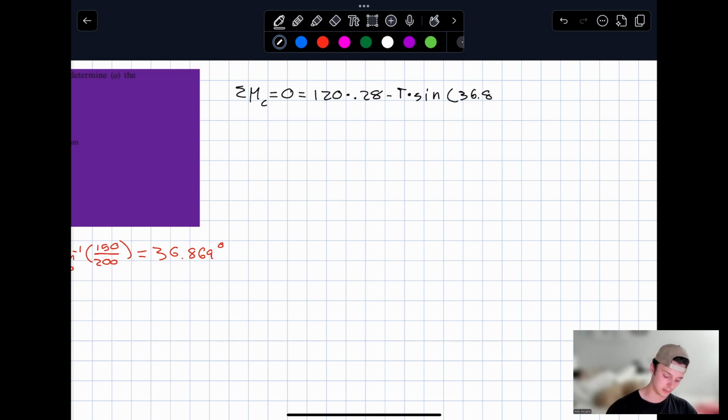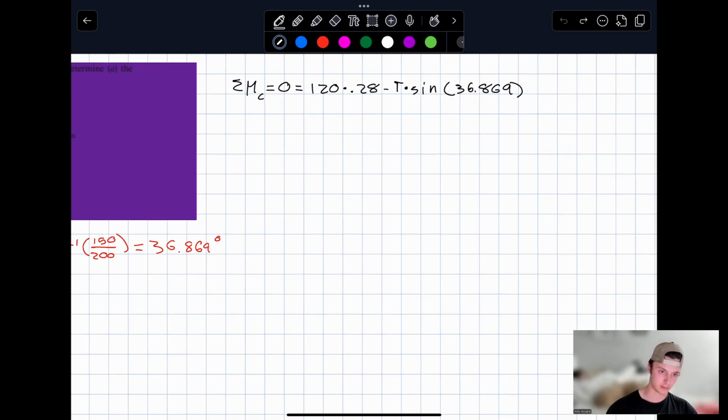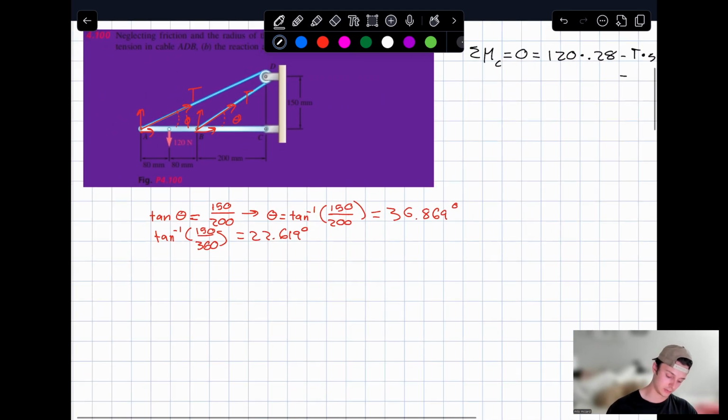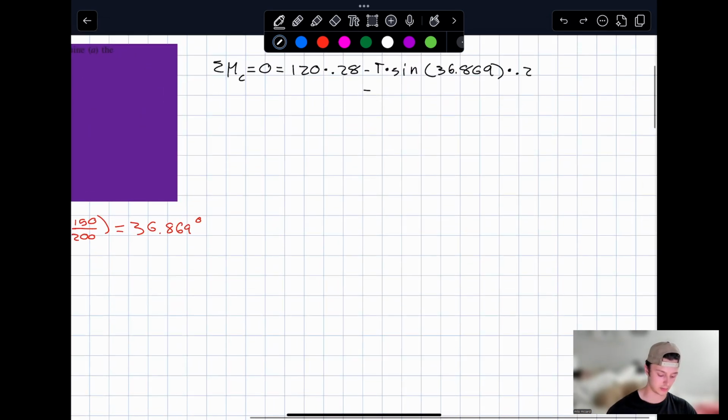And so we're going to say T, the force T, times sine of the angle, which in this case is 36.869. And so this is just the force right here. Because we're doing a moment, we also have to take that horizontal distance, and in this case, it's going to be 0.2 meters. And now we need to take the moment from the other part of the cable, the one at point A with angle phi, and we're going to use the sine function again. Again, we're subtracting because it would cause a negative moment.